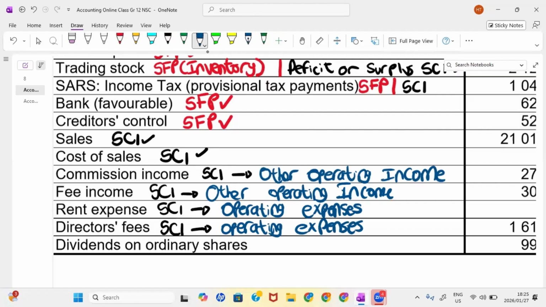And then last but not least, we have dividends on ordinary shares. Dividends goes to the statement of financial position, but it's usually written as shareholders for dividends.